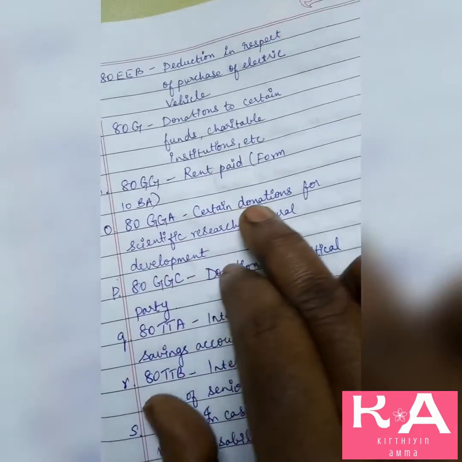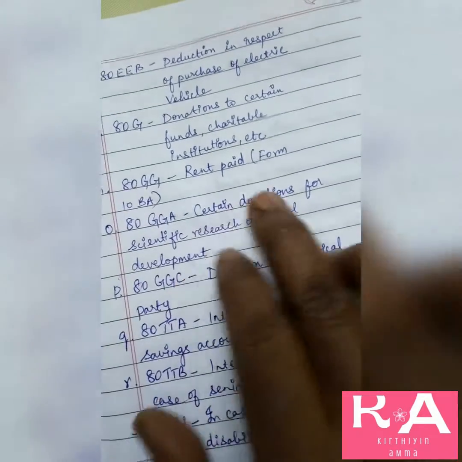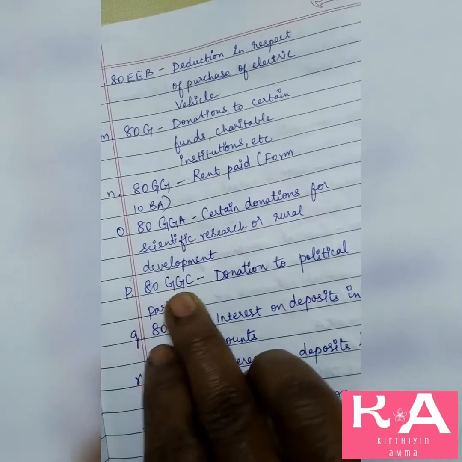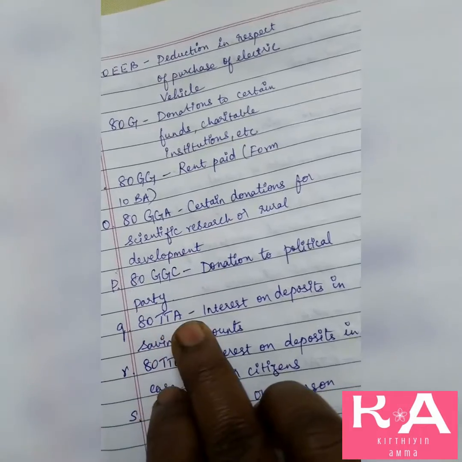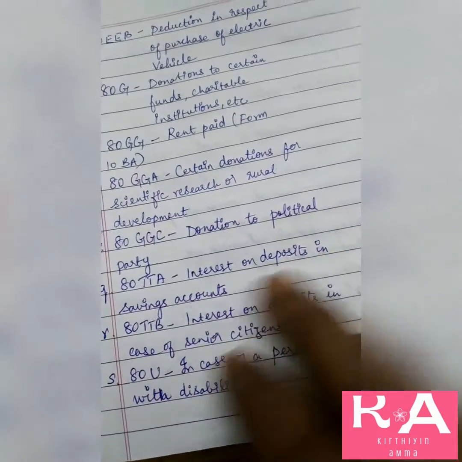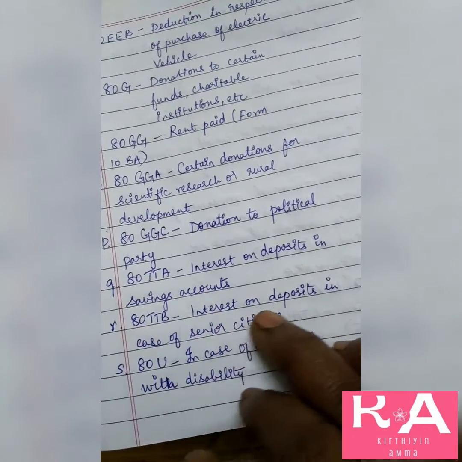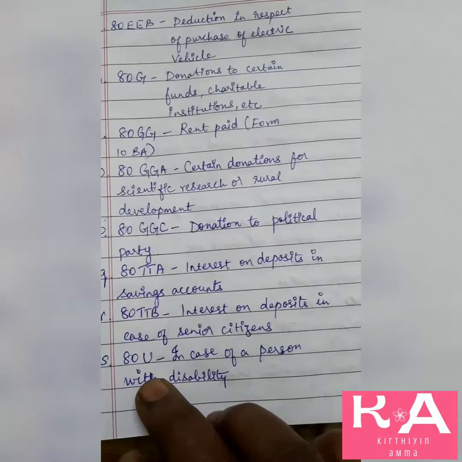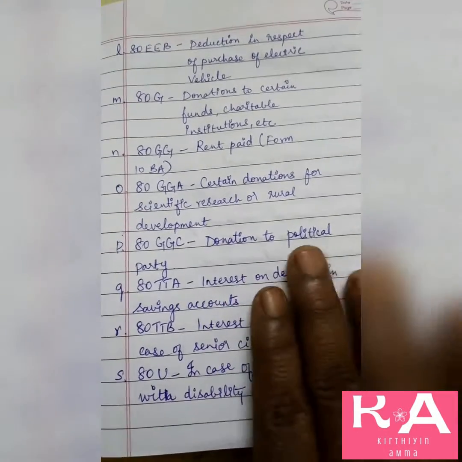80GGA, this is certain donations for scientific research or rural development. If you have made anything, you can state it over here. 80GGC, donation to political party. 80TTA is interest on deposits in savings accounts. 80TTB, this is interest on deposits in case of senior citizens. 80U, this is in case of a person with disability, he can claim deduction over here.